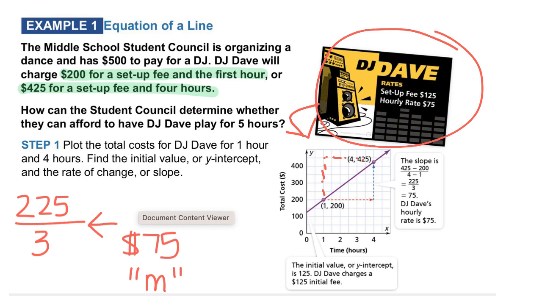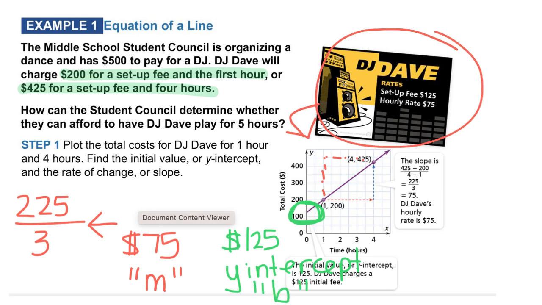I can also figure out my y-intercept. It's where my graph crosses the y-axis. It's a little hard to see, but I'm going to estimate it's about 125. It looks like it's between 100 and 150. I'm going to shoot for 125. It's a little hard for me to see that. And this is my y-intercept. And it also has another name. It is called B.